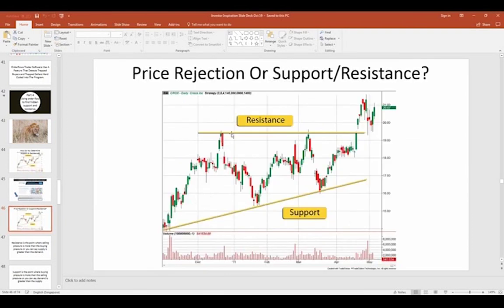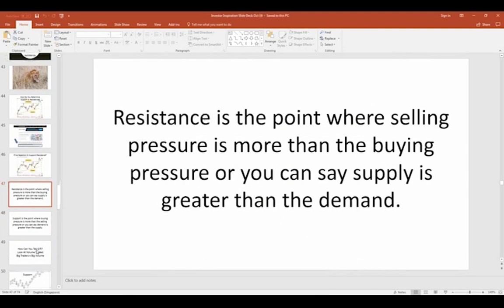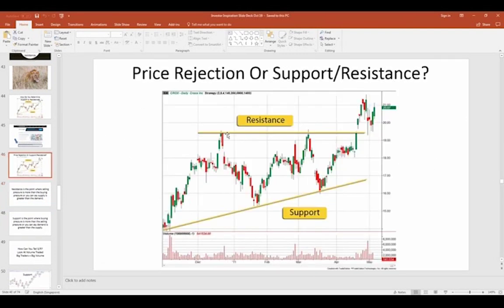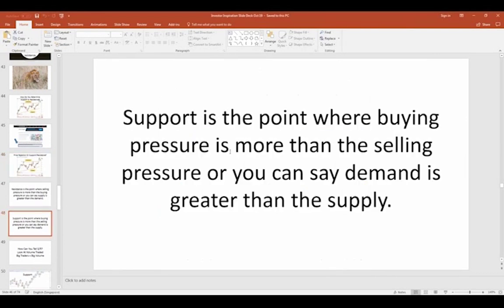Again, this is the chart, right? Resistance, support. If you break it down a little bit, resistance is the point where selling pressure is more than the buying pressure, or you can say supply is greater than the demand. And support is the point where buying pressure is more than the selling pressure. You can say demand is greater than supply.